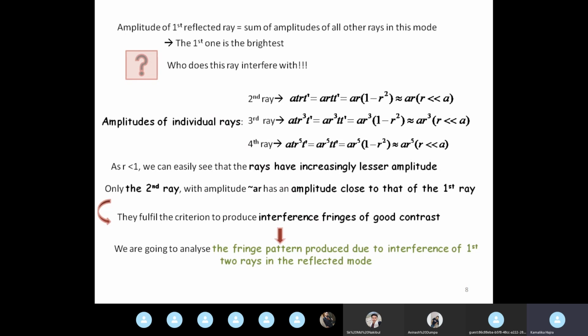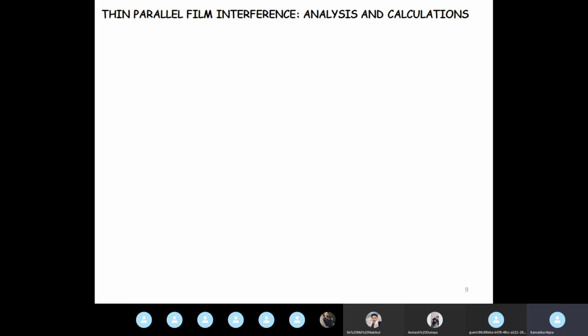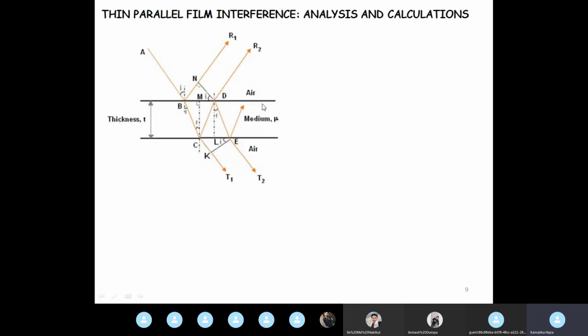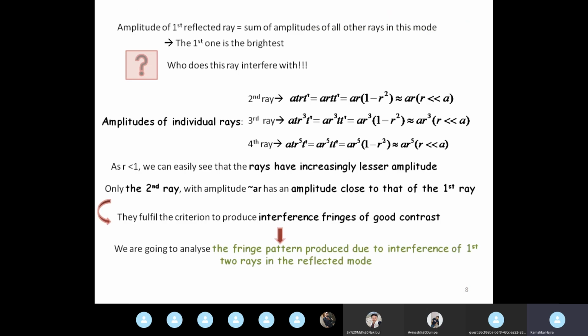So I want you to go through this and get your concepts regarding this very clear, and in the next class we will analyze the thin parallel film interference and do the required calculations. All right. So this is what we are going to study. This picture we are going to analyze and calculate the necessary parameters for thin parallel film interference. But I think I should leave that for the next class. I want you to clear your concepts regarding the new things that we did in today's class. Is it all right?